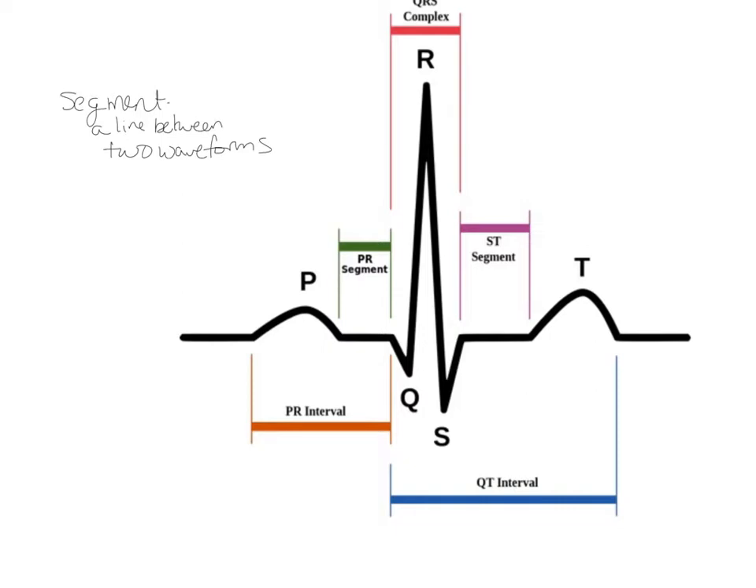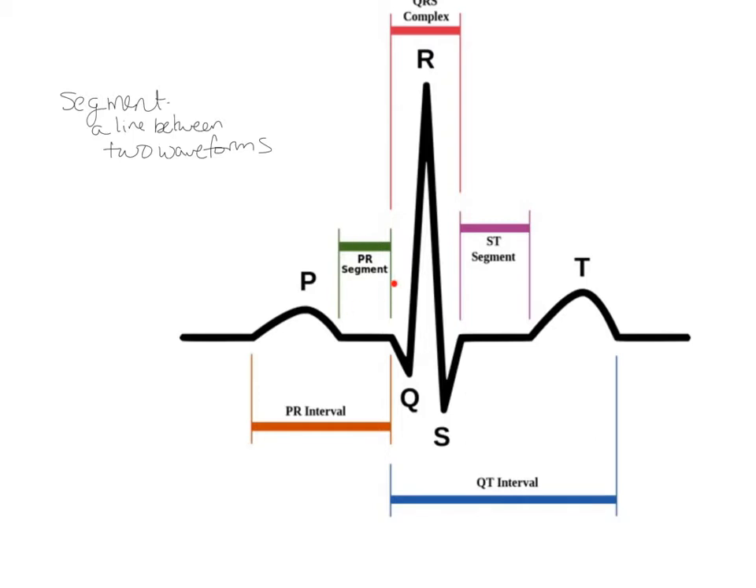Okay, so this TP segment is going to be another segment that we have there, and it's typically used to help give us a baseline measurement or a guidance to see whether the J point is actually elevated or depressed. So that's our third segment. We have the PR segment, the ST segment, and the TP segment, okay, in between.